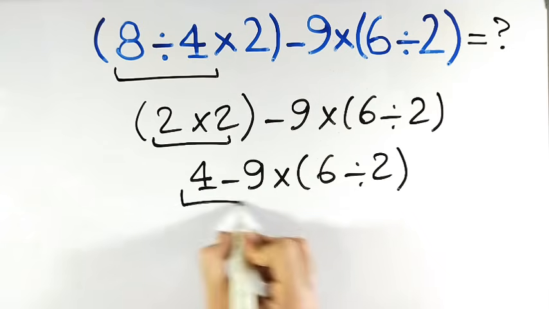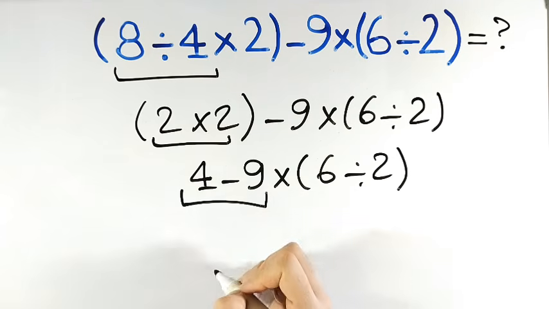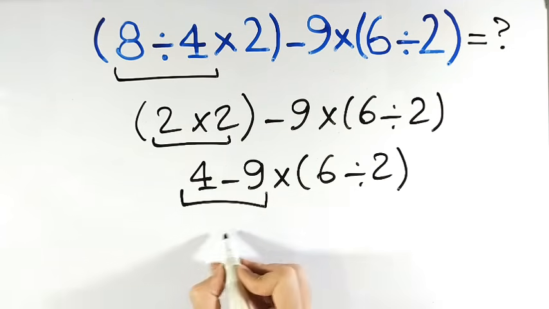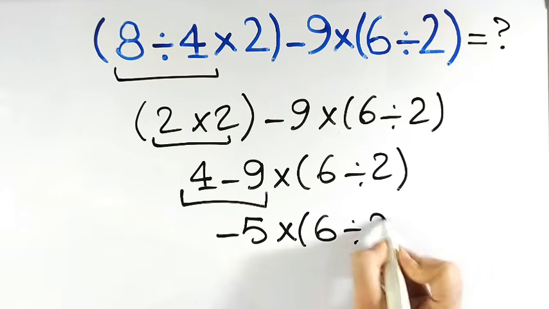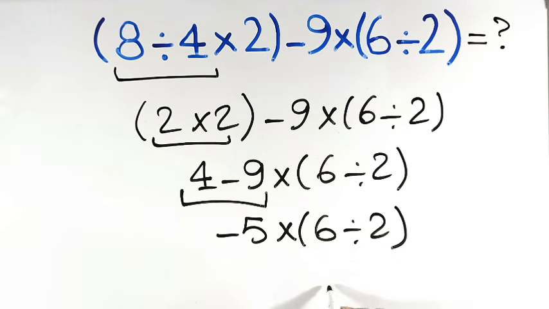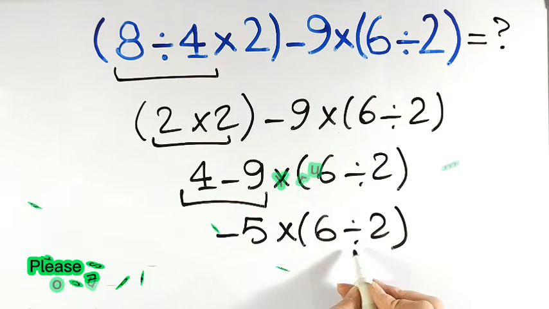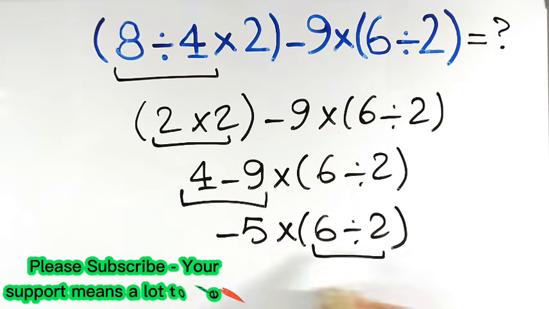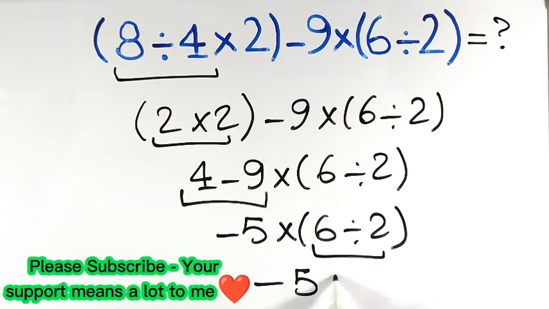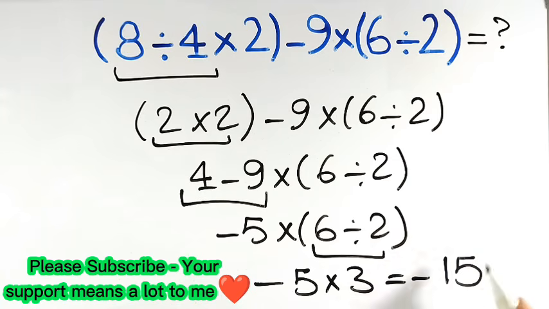Then they go for the subtraction between 4 and 9. And instead of this expression, they write negative 5 multiplied by 6 divided by 2 inside the parentheses. And the final step, they go for the division between 6 and 2 inside the parentheses and write this expression as negative 5 multiplied by 3, which finally gives them the answer negative 15. However, this answer is absolutely wrong.